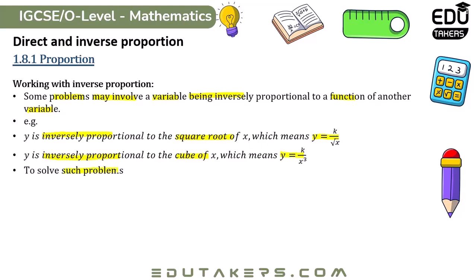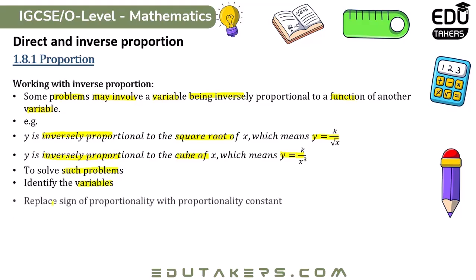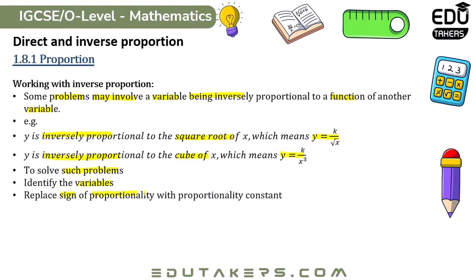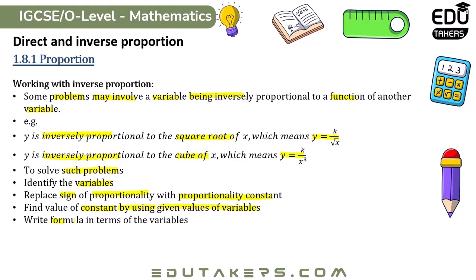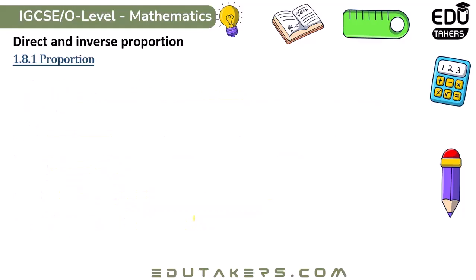To solve such problems, identify the variables, replace the sign of proportionality with the proportionality constant, find the value of the constant by using the given values of the variables, and write the formula in terms of the variables. Use the formula to find the required quantity.